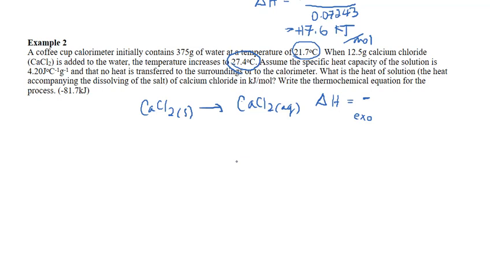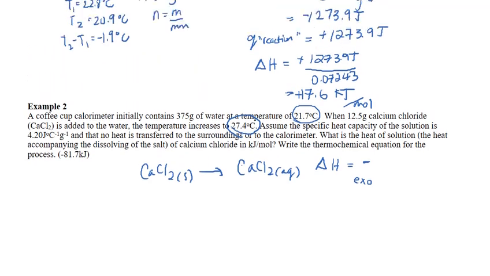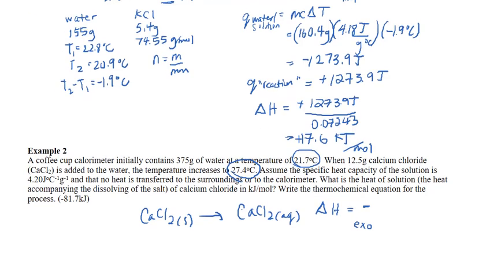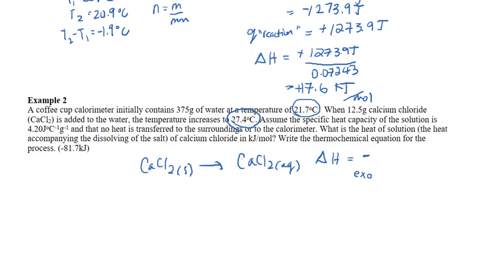So you're going to go through the same steps. You do Q equals MC delta T to determine the amount of energy associated with the process. You flip the sign, and then you put it per mole. And you'll see the answer is there. You should get negative 81.7.